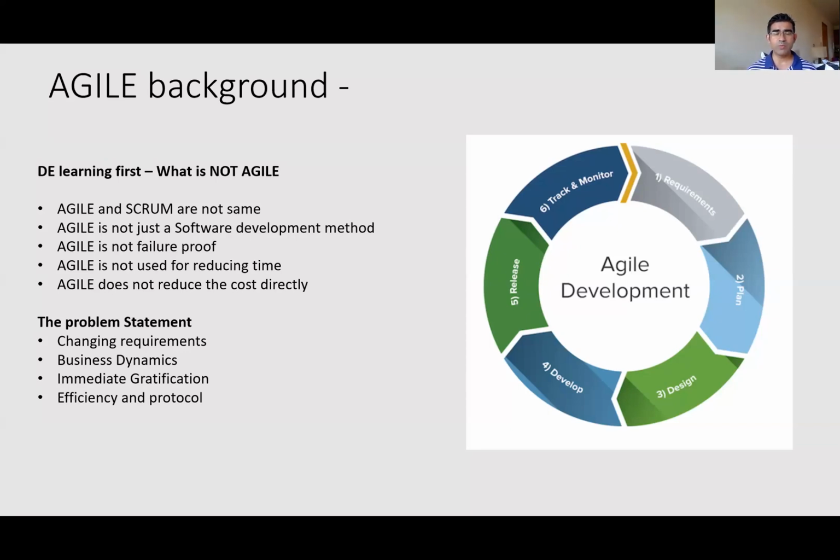But before we go, I would like to talk about de-learning. Many times we see that some people work in Agile, they have some of the knowledge, but they don't have the full knowledge. So before we start, we have to de-learn what is not Agile.